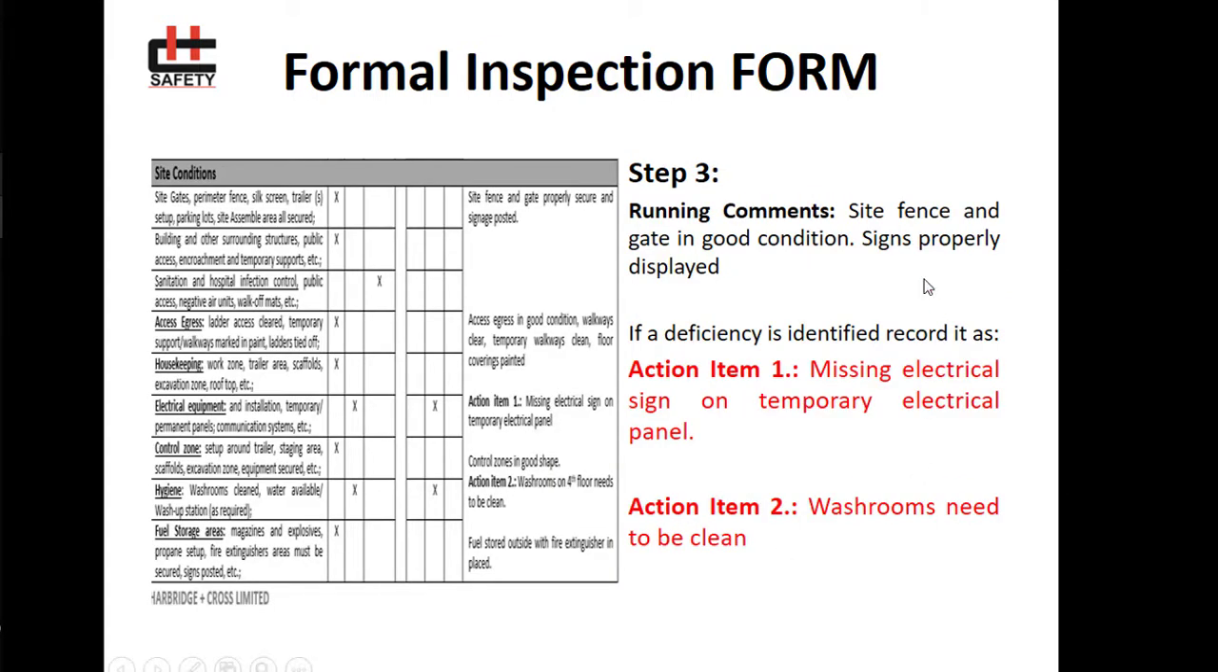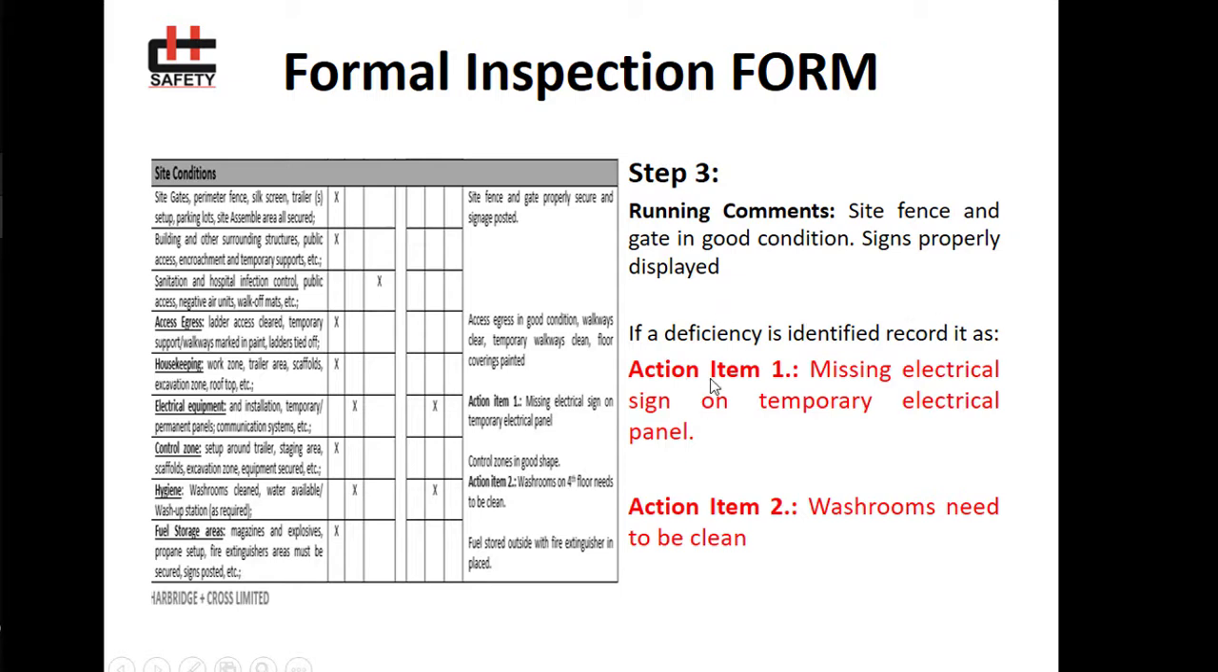Running comments, site fences and gates in good condition, signs properly displayed. Again, CORE does not want us to have anything blank on our forms. Check marks are not good enough. We have to have physical comments. If a deficiency is identified, record it as such.